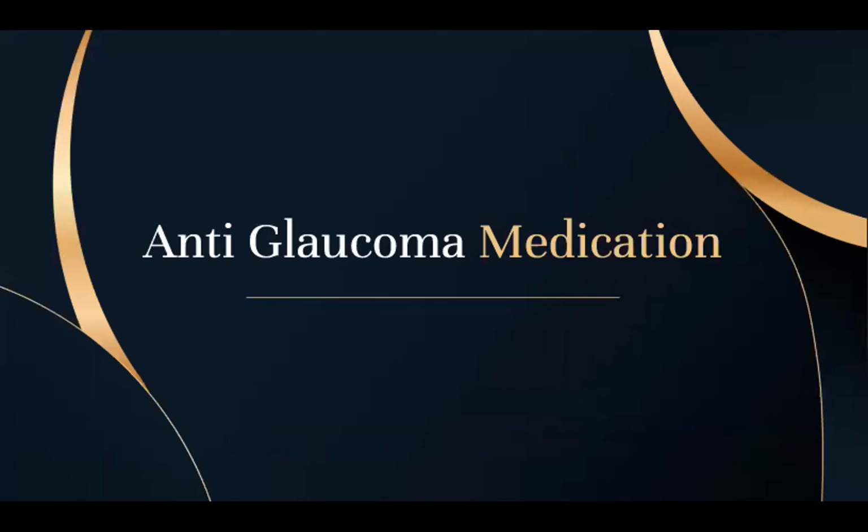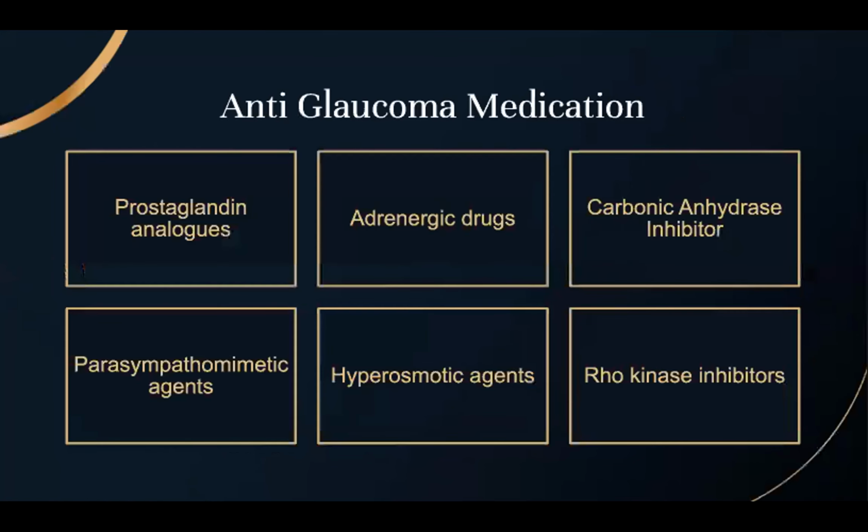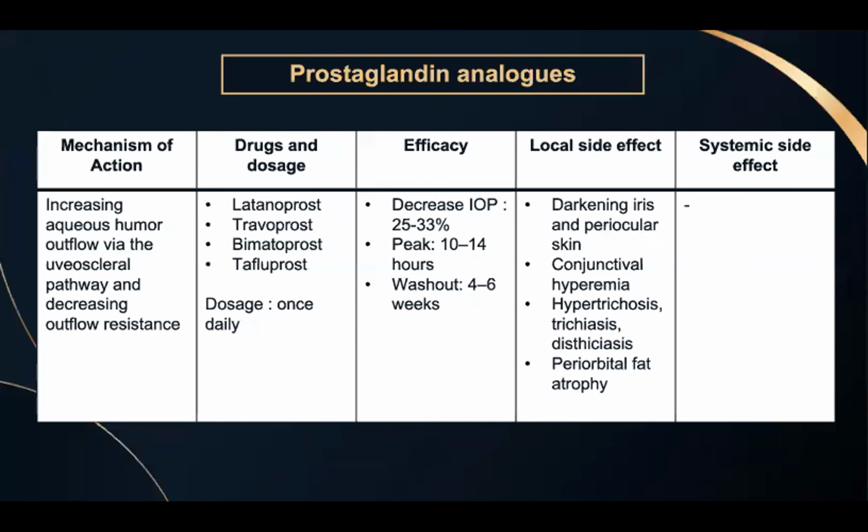Anti-glaucoma medication. The aim of anti-glaucoma medication is to preserve visual function by lowering the IOP. Anti-glaucoma medications are divided into several classes based on chemical structure and pharmacological action. The first one is prostaglandin analog, then adrenergic drugs, carbonic anhydrase inhibitor, oral and topical, and parasympathomimetic agent or miotics agent. The fifth one is hyperosmotic agent and rho-kinase inhibitor.